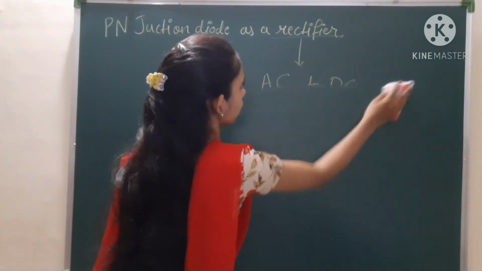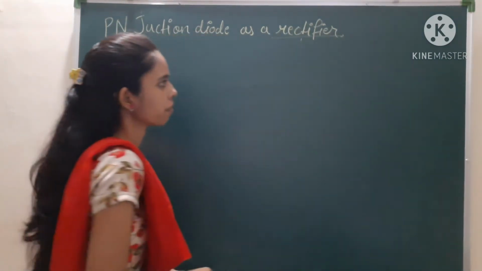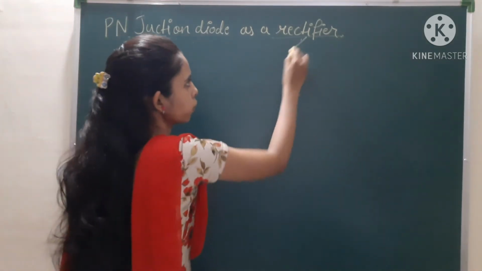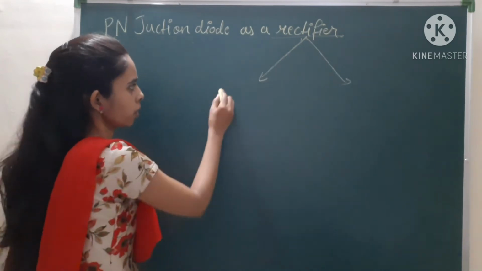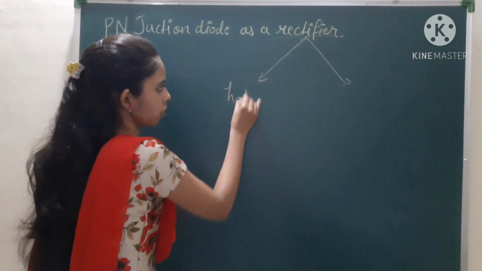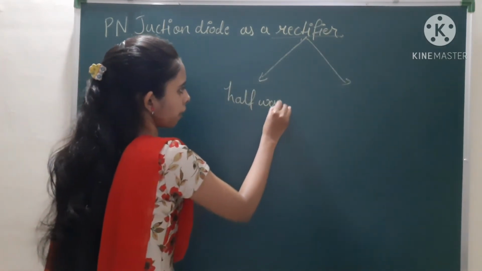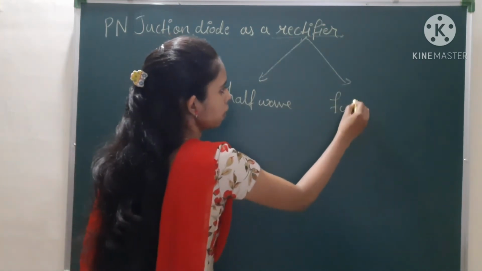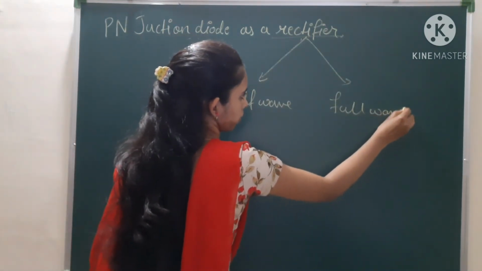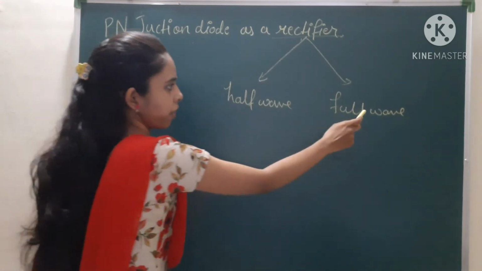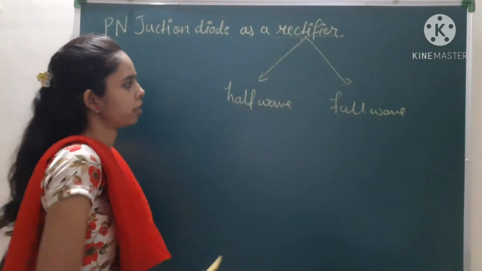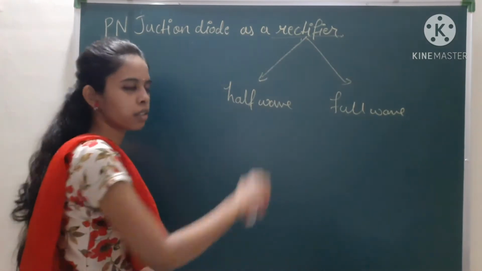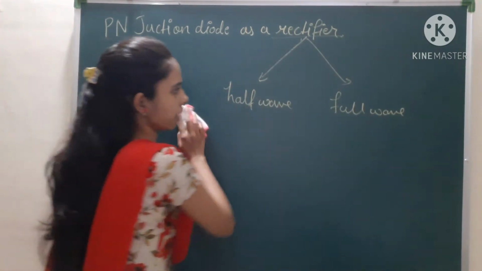So there are two types of rectifier: half wave rectifier and full wave rectifier. This half wave rectifier and full wave rectifier we have to study by using a PN junction diode. Okay, let us see. The first thing is the half wave rectifier.